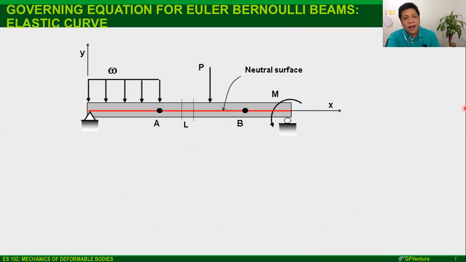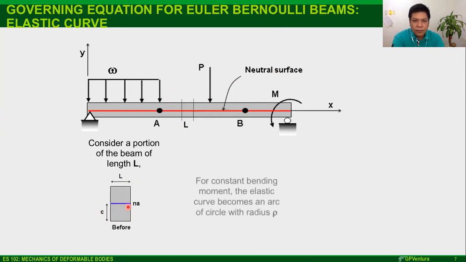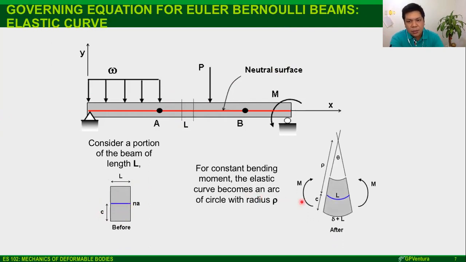Now, let's try to derive the governing equation for your elastic curve. Take, for example, this same simply supported beam, and I consider a differential element, a differential portion of the beam having length L. Before the deformation or the deflection occurs, this is what the portion of that beam looks like. And again, I am only interested in the neutral axis as it describes the entire behavior of the beam. Okay na yon. Now, for example, once the beam bends, this is what your beam looks like.